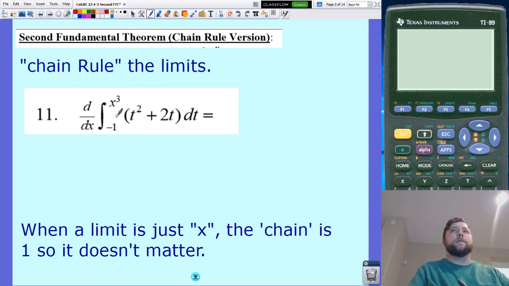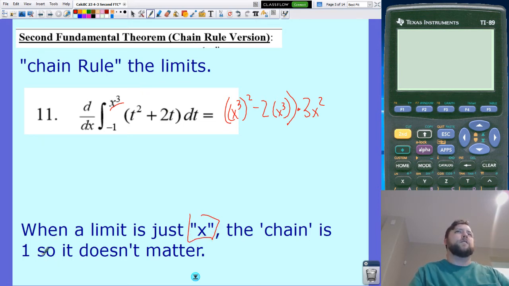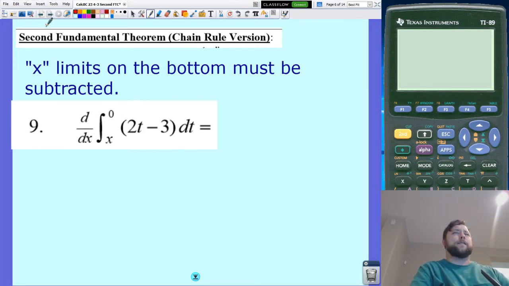So here it is again. If you take the derivative of an x cubed, doesn't matter what the number is, it's going to be x cubed squared minus 2 times x cubed times 3x squared, the derivative of this. The reason this always works is, if that limit was just x, the derivative of x is 1. So really we're doing this anyways, but if this was just an x, it would just be a 1, so it doesn't matter. All right.